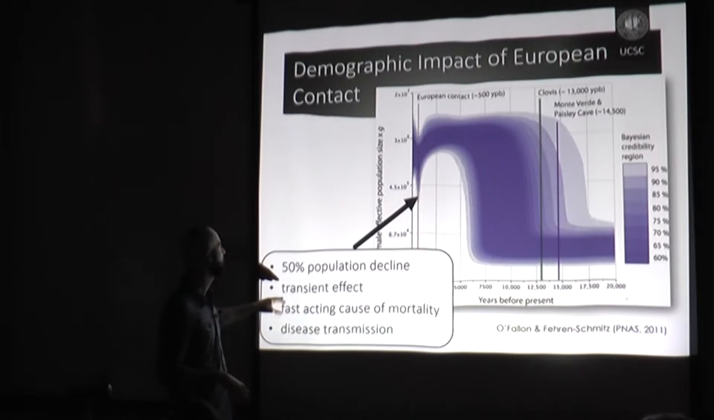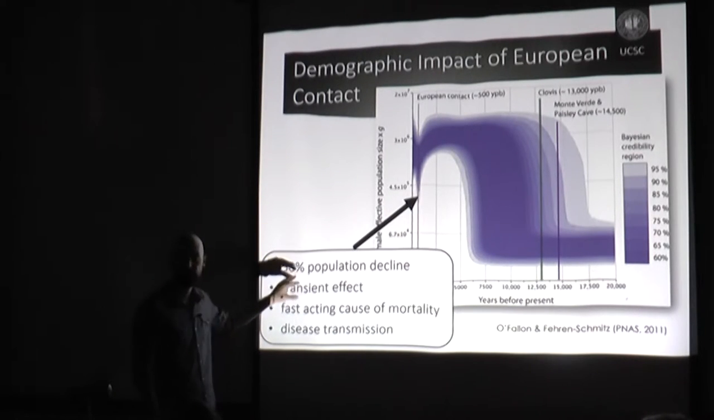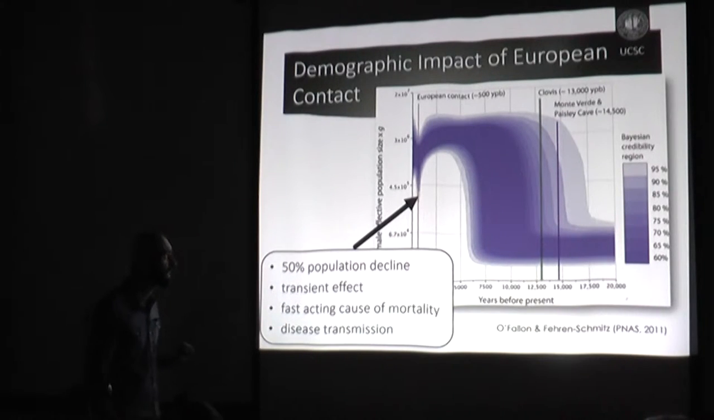That means that there was a population decline of about 50% of the overall female Native American population coincident with the European contact. So that supports many of the things that we know from the historical record, and gives us also the chance to quantify the impact.